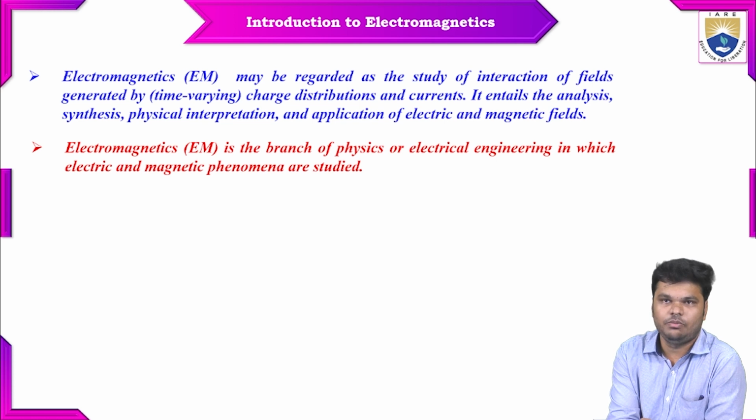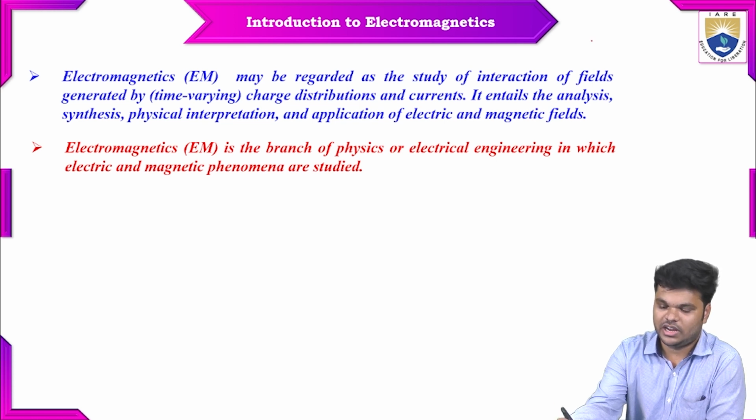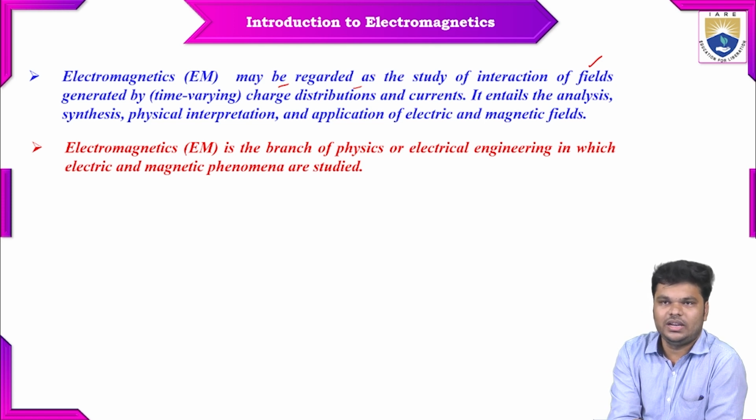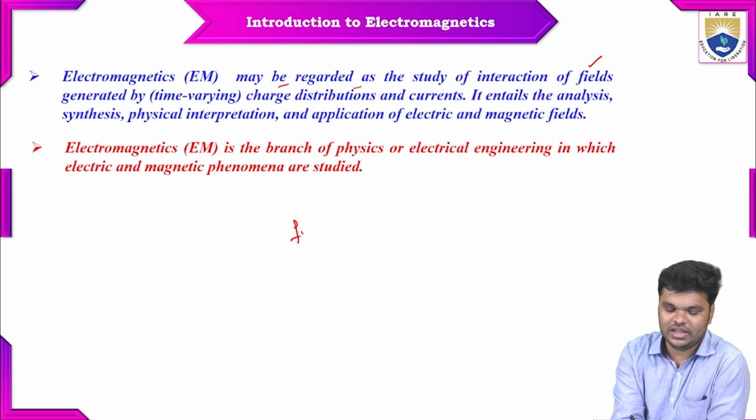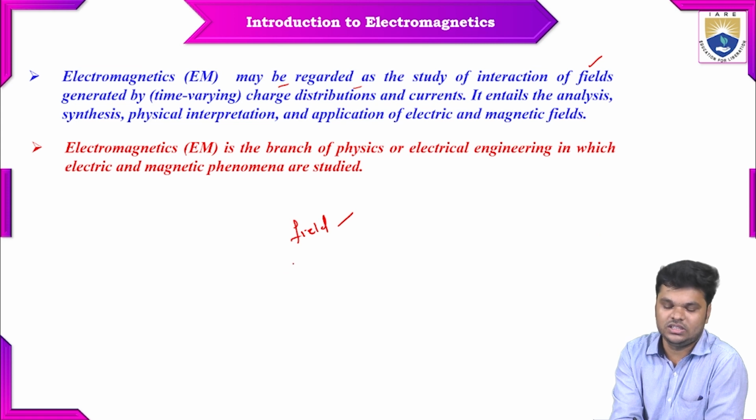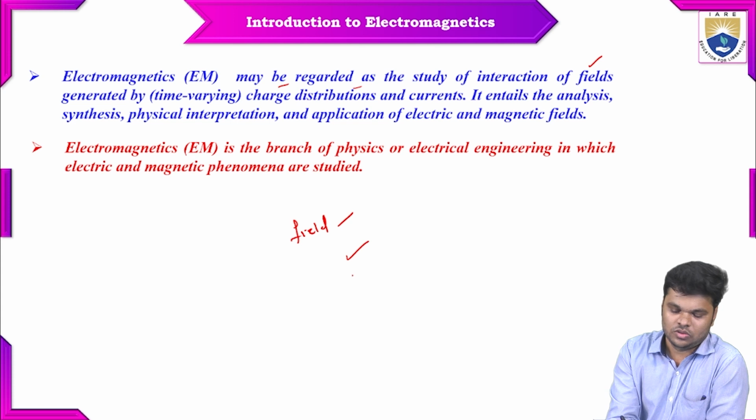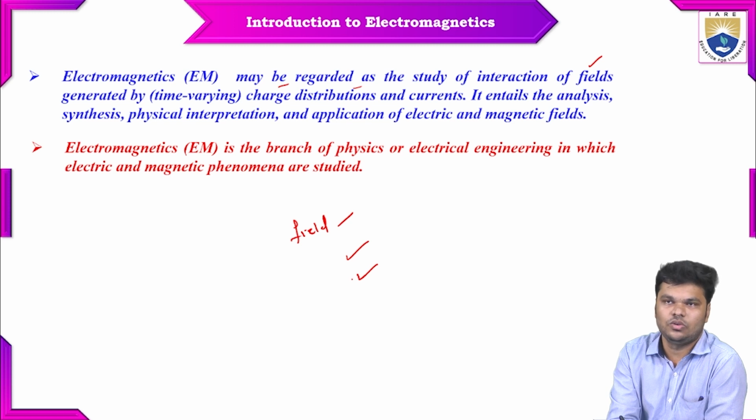If you look at the definition properly, there are many terms like fields and charge distributions, which cannot be understood by a student at this moment because we don't know what a field is and we don't know how these time varying charge distributions and currents are responsible for generating electric and magnetic fields. And the next question is, how do electric and magnetic fields interact with each other? In order to answer all these questions, one has to study the electromagnetics course.